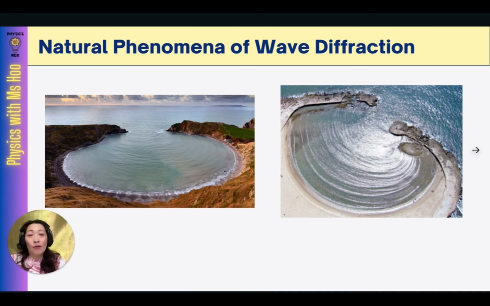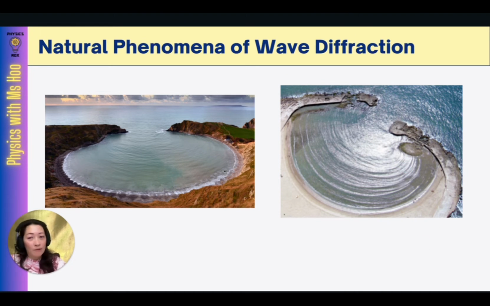These are photos that also show us wave diffraction. Although the waves are not moving, you can see in both of these photos how the waves, when they pass through this gap, spread out behind obstacles on both sides, causing the wavefront to become longer from barrier to barrier.